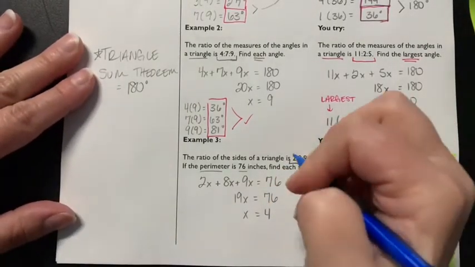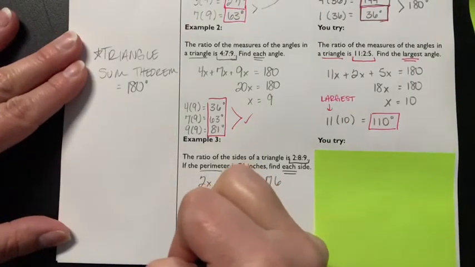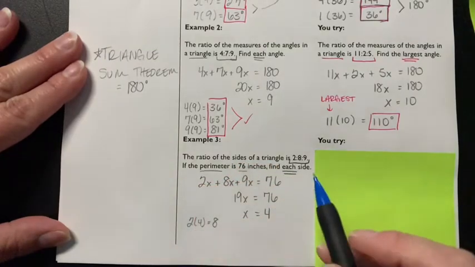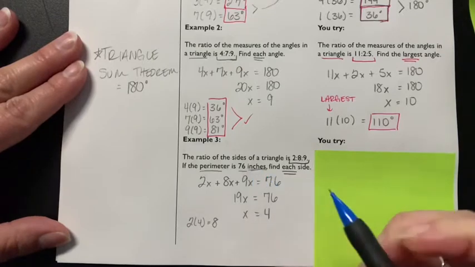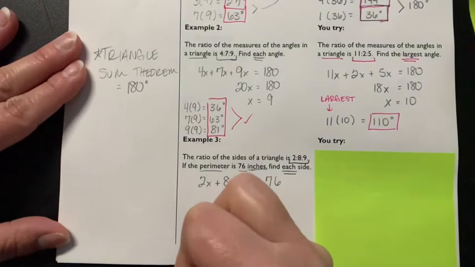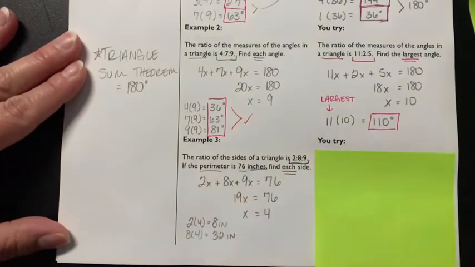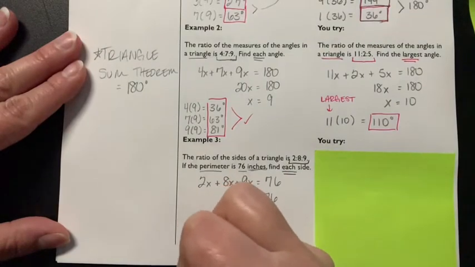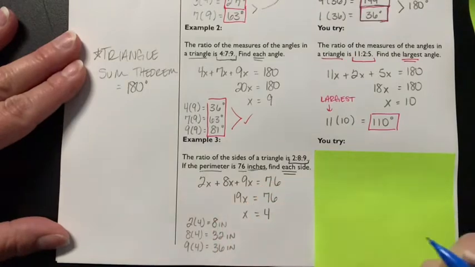We have to find the measure of each side, so we're going to plug that 4 in all 3 spots. 2 times 4 is 8. The unit of measure here, be very careful, is in inches. So we want to express that with our answer. 8 times 4 is 32. And 9 times 4 is 36. So then we would box that in as our answer, right?